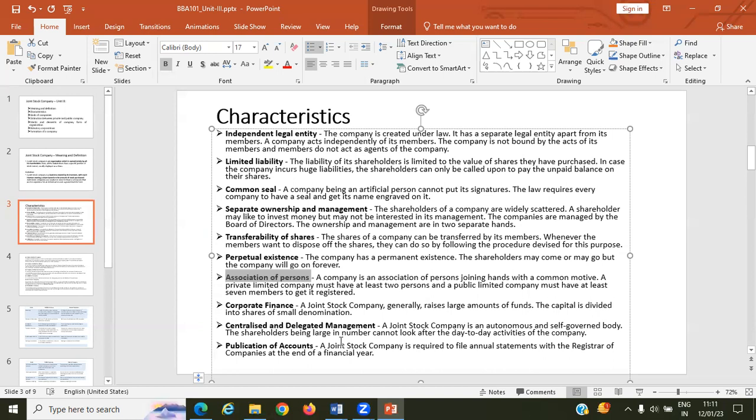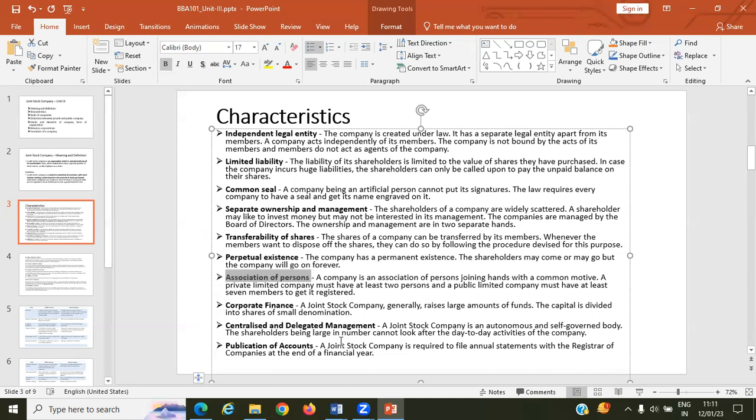This is the meaning of legal entity, limited liability, common seal. As you are understanding, the company is an artificial person, so it has a common seal. No one can sign on behalf of the company. The company has a stamp, a seal. So by putting the seal, the company is giving its signature. Transferability of shares: whatever shares you are purchasing can be transferred.